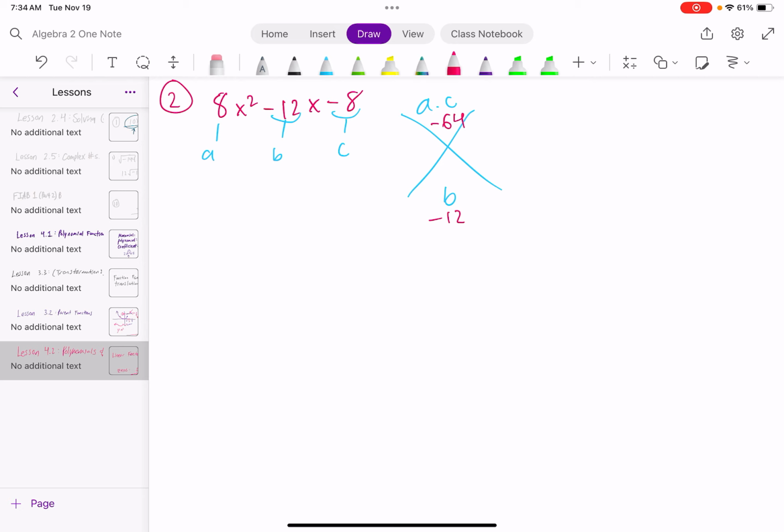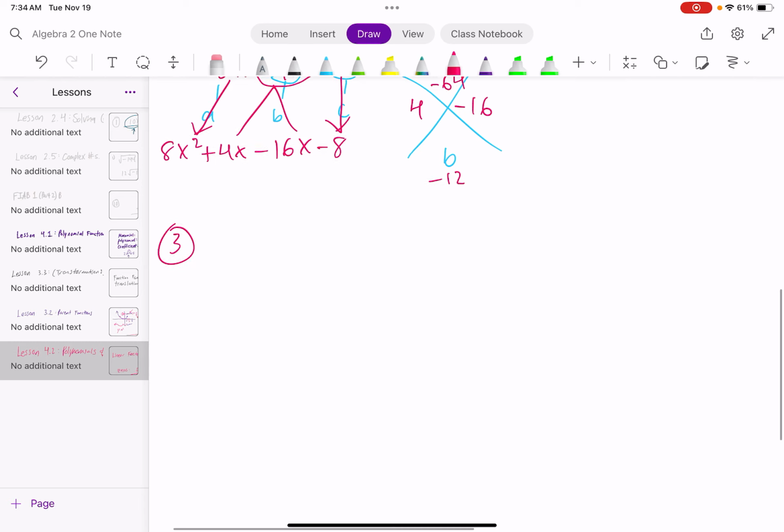All right. That's 4 and 16. And this is negative. All right. And then you're going to just do the same thing with that negative 12 and just break it up into 4x minus 16x. And then you're going to put this here and this here. And you're going to do it the same way.